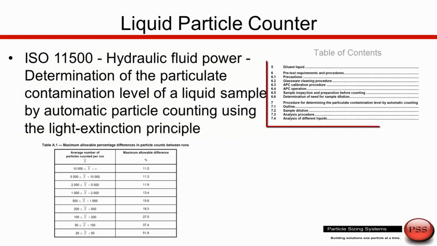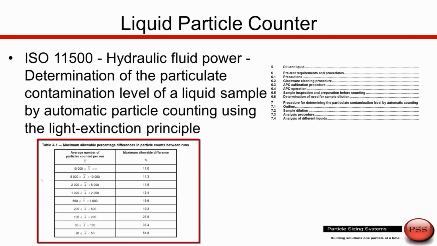What you see on the right is just part of the table of contents of the topics addressed in this particular standard, which include how do you clean the glassware, how do we do the calibration, how to make sure the instrument is ready for use, how might we deal with dilution, and also some other analysis procedures. And one useful table that I show here in the bottom left is a table just pointing out as you do replicate runs, as you do repeats, we have certain expectations of how close the repeats will be. And the maximum allowable difference does depend on the total number of counts in each channel.